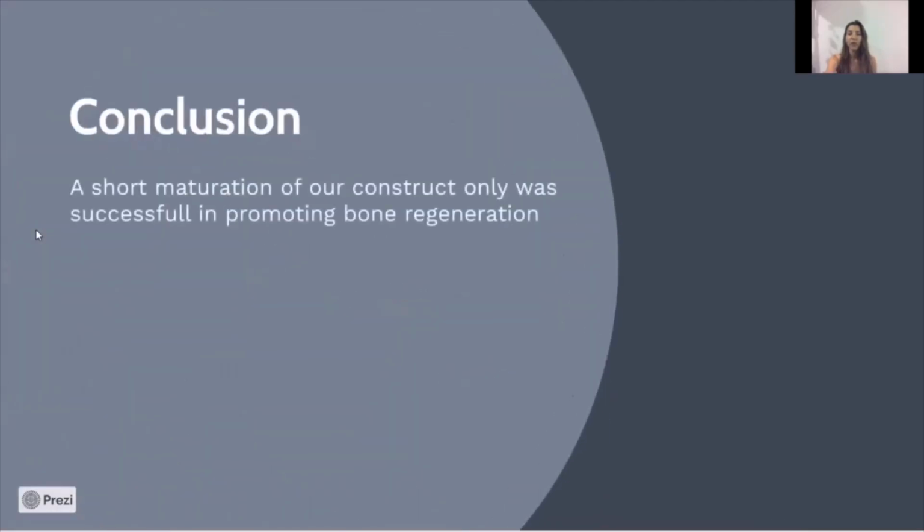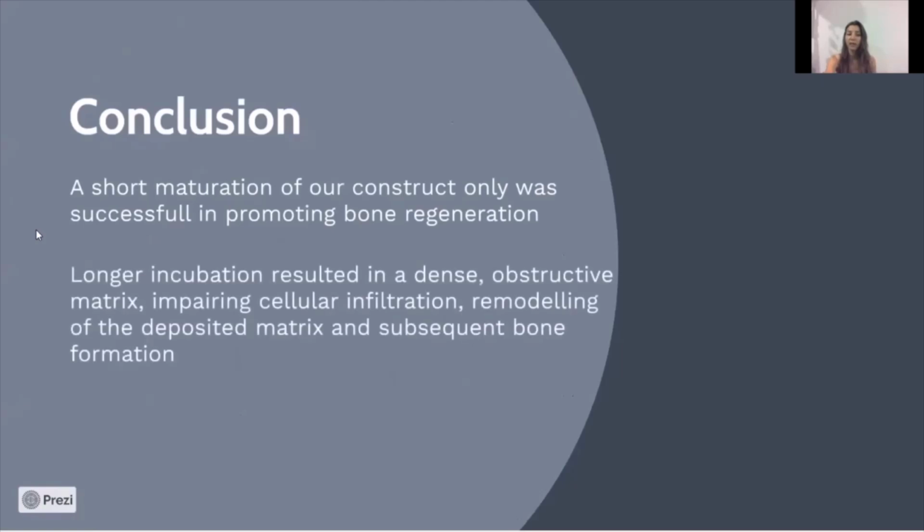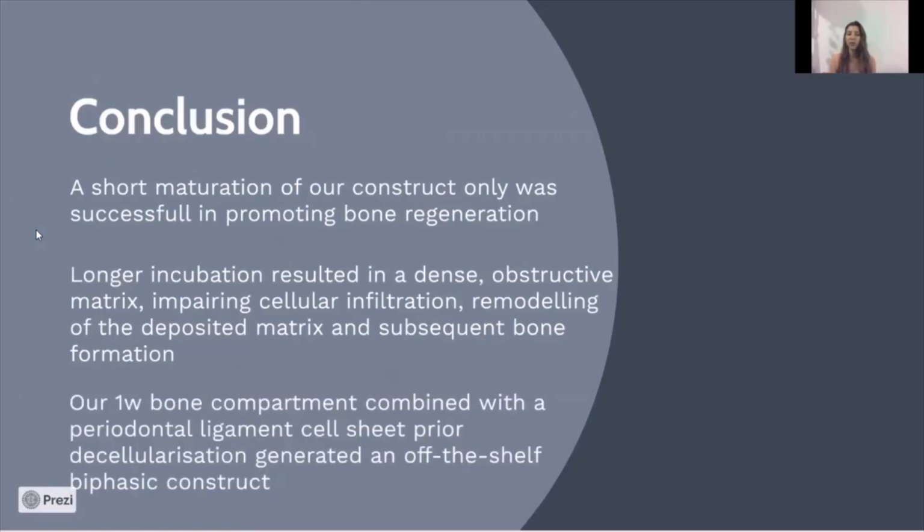As a conclusion, we could see that a short maturation of our construct was successful for promoting bone regeneration, and that longer incubation resulted in a dense and obstructive matrix, which would eventually impair the cellular infiltration and probably remodeling of the matrix as well, and overall affected bone formation. So we then combine our 1-week bone compartment with a periodontal ligament cell sheet before the decellularization, and we generated an off-the-shelf biphasic construct with periodontal regenerative potential.